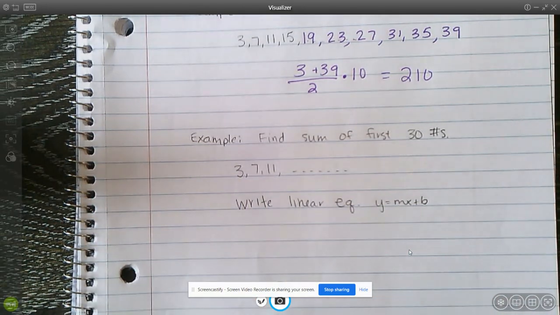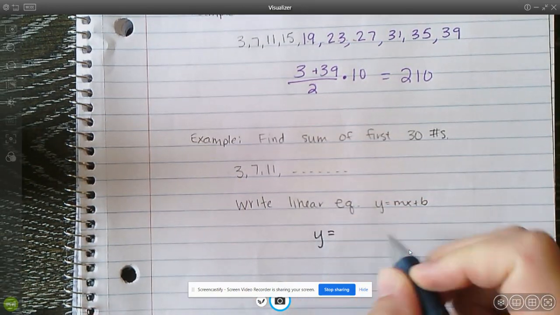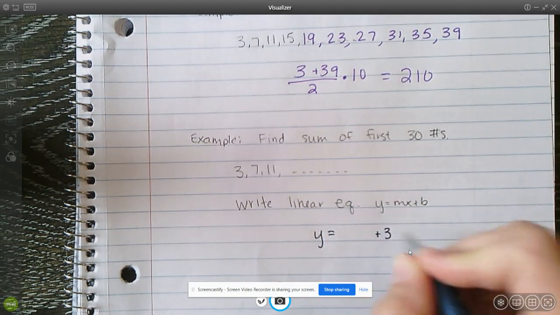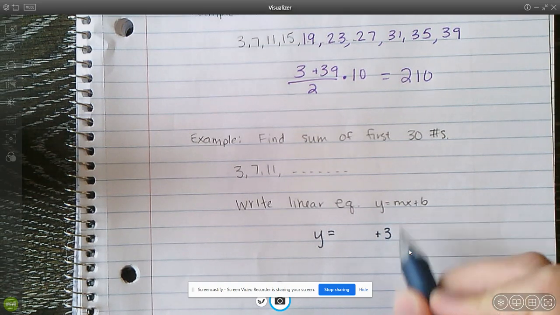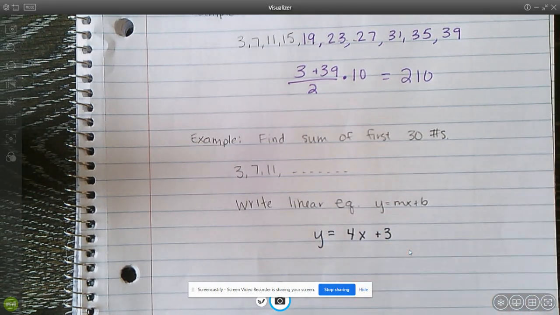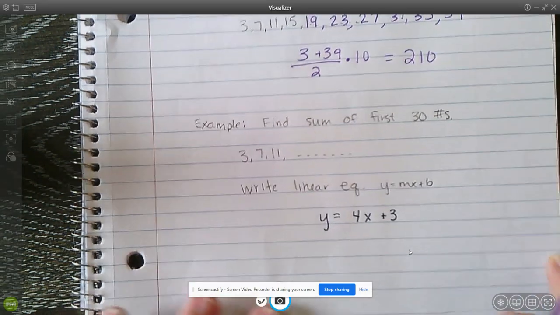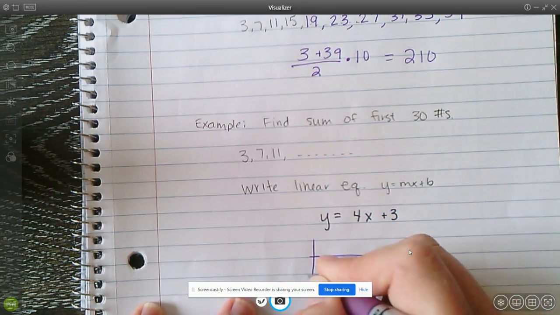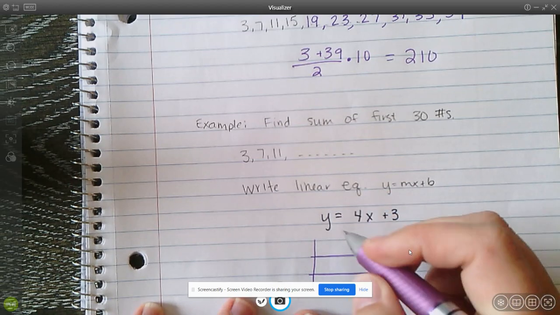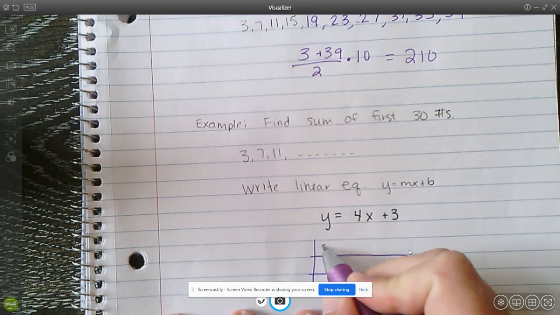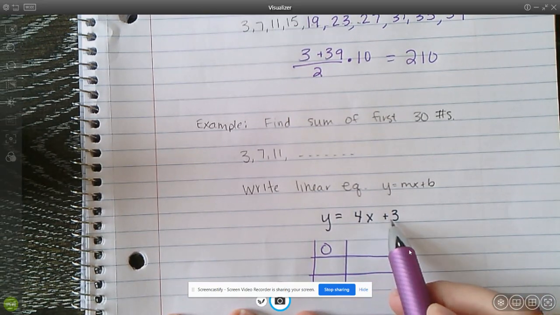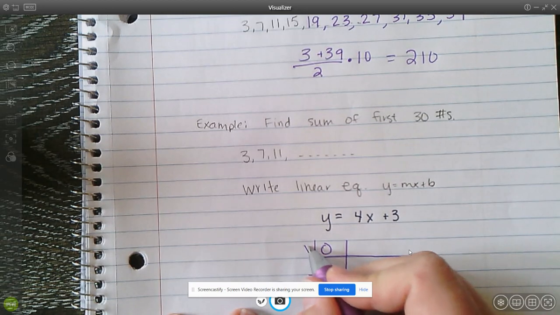Don't forget, b is what you start with. We're starting with 3, so plus 3. m is what you're adding every time, so we're adding 4 every time. So we're going to write this equation. I'm going to make a little table here. Okay, so if I plug in 0, 4 times 0 plus 3, let's call this x and y.